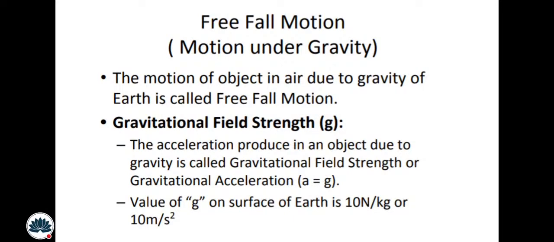Here is freefall motion, or motion under gravity. The motion of an object in air due to the gravity of the earth is called freefall motion. We'll understand it more, such as the gravitational field strength. The acceleration produced in an object due to gravity is called gravitational field strength or gravitational acceleration, where acceleration is equal to gravitational field strength. G is the symbol for gravity or the gravitational field strength. The value of g on the surface of Earth is 10 Newton per kilogram or simply 10 meter per second square.